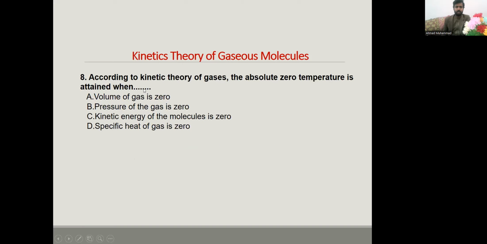For the eighth question, according to the kinetic theory of gases, the absolute temperature is attained when the volume of a gas is zero, the pressure of a gas is zero, the kinetic energy of a molecule is zero, or the specific heat of a gas is zero. So the right option is D, specific heat of a gas is zero.